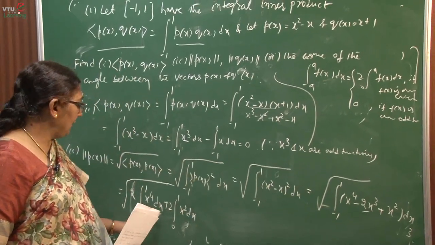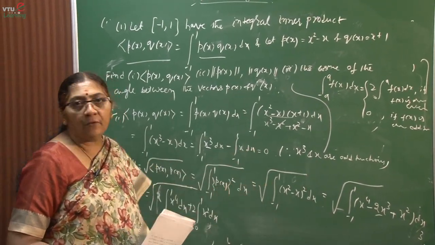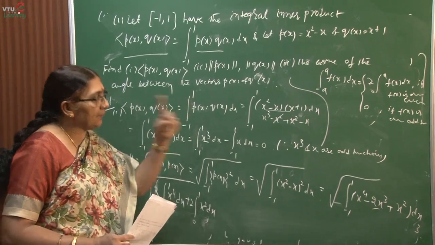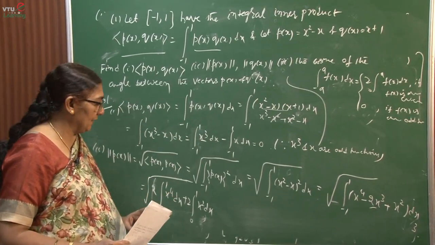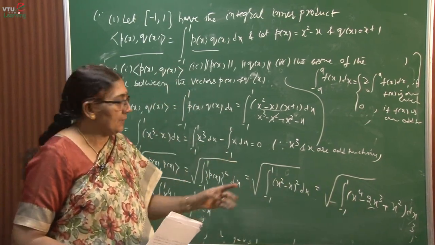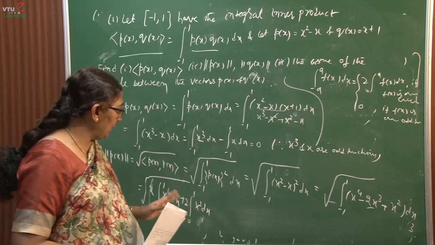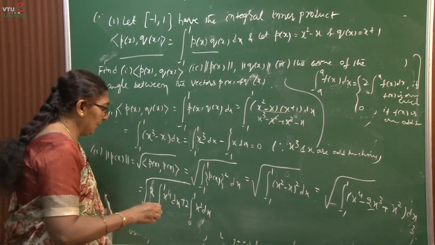Before going to evaluate this integral, I go for even or odd. x to the power of 4 is an even function, so from the definite integral property it can be written as twice the integral from 0 to 1 of x to the power of 4 dx. But the second term, x cube, is an odd function, so from this property it is 0, therefore I am neglecting it. But the last term is an even function because it is x square, therefore retaining it.